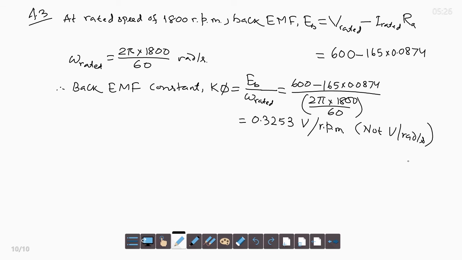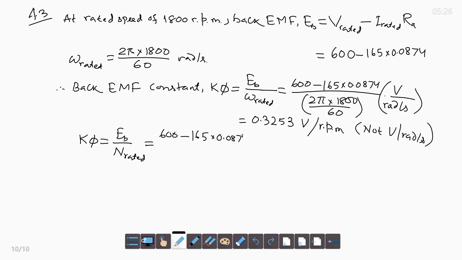So you can find K phi as EB divided by N rated. EB is 600 minus 165 into 0.0874, and N rated is 1800 RPM. So it is 0.3253 volt per RPM.